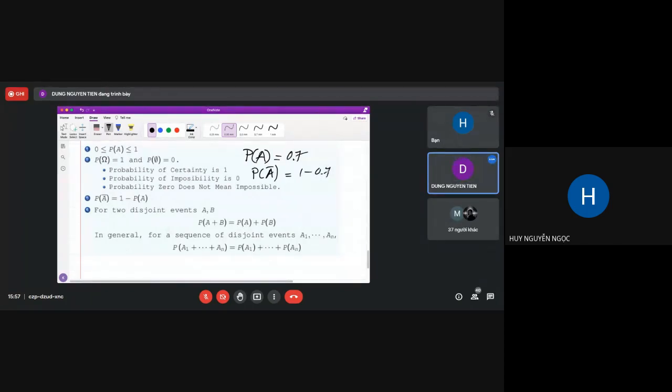All right. As I said, if A and B are disjoint, then the probability of A plus B is equal to the probability of A plus the probability of B. In general, if you have many disjoint events, let's say A1, A2, up to AN, then the probability of A1 plus A2 plus A3 and so on should be equal to the probability of A1 plus the probability of A2 plus the probability of A3 and so on, if they are disjoint.